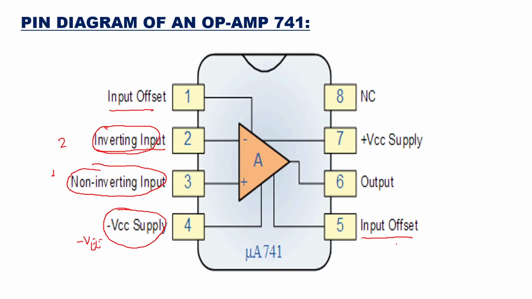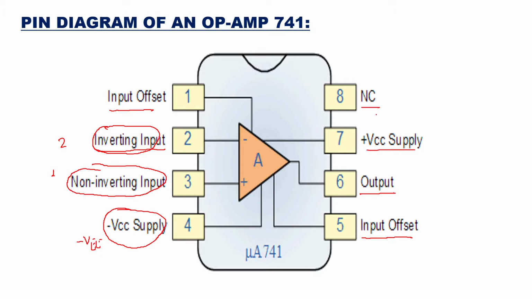If the input voltage is 0, the output voltage should also be 0. It should not show any offset voltage, and that offset can be adjusted by pin number 1 and 5. Pin number 6 will be the main output. Pin number 7 will be the plus VCC supply, and pin number 8 is not connected. It is freely led.